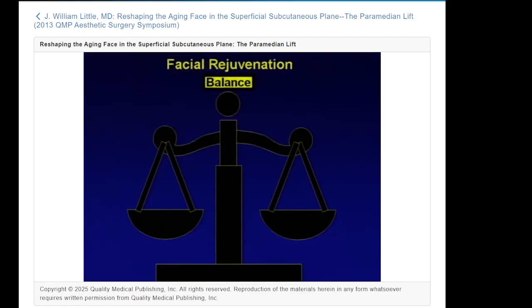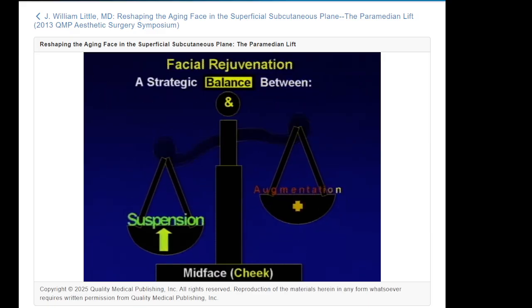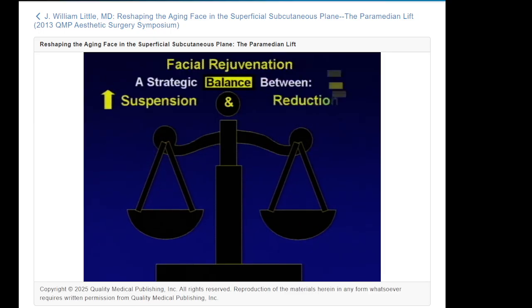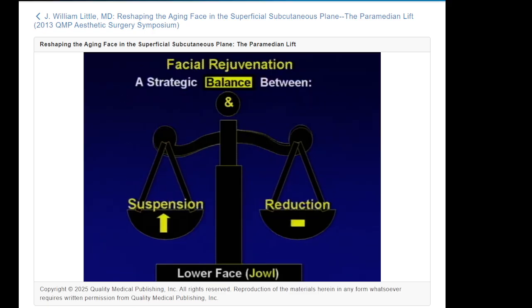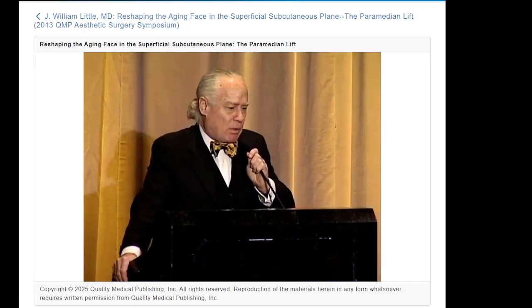I've been using these balances forever, and when we look at facial rejuvenation, we've got a strategy between suspension and newer concepts of augmentation and reduction. But for me, consistently, the suspension bucket is much heavier than the augmentation or the reduction bucket, certainly for the upper cheek, certainly for the lower cheek as well. In other words, traditional surgical suspension, traditional facelift is far more important to me than reducing the jowl, although I used to do what Joel did years ago. I really believe in suspending it instead.